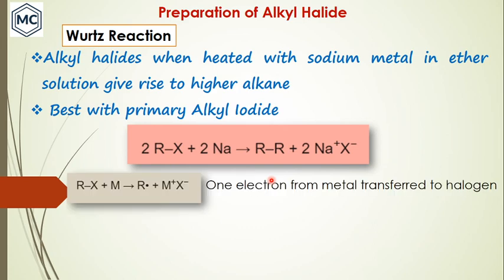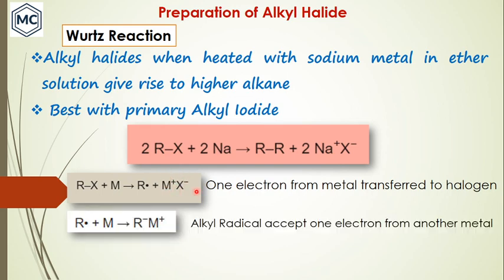What is the mechanism of this reaction? There are two possible mechanisms. In one mechanism, in the alkyl halide, one electron from the metal transfers to the halogen atom. Here the bond breaks and X, that is halogen, gets one electron from the metal and it forms a radical, R radical and X radical, and X gets one electron from the metal. So it forms a complex like this.